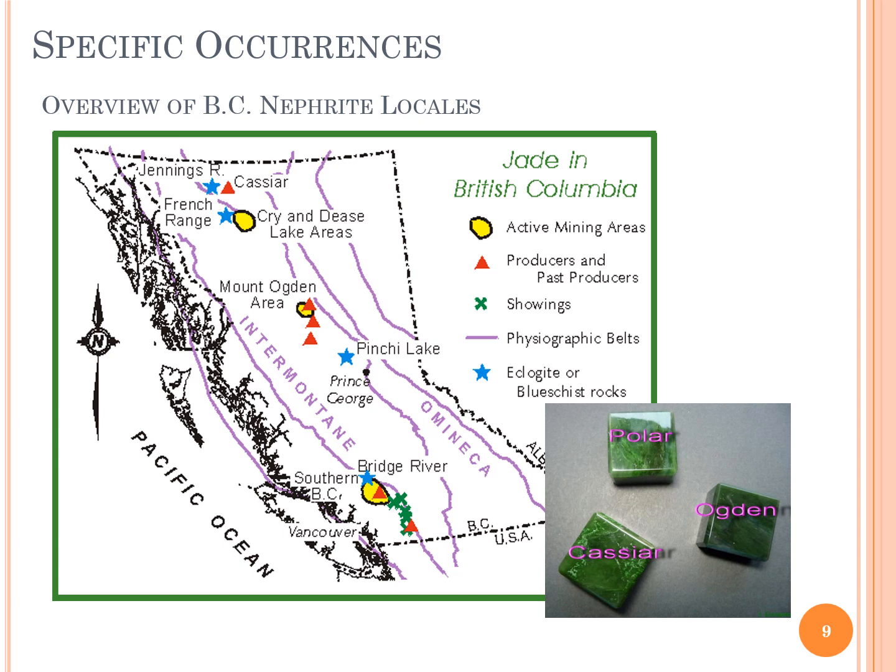Now, if we spend a little bit more time on the specific occurrences of BC nephrite, here we have a map of British Columbia with the 3 major areas we talked about: the Cry and Dease Lakes areas, the Mount Ogden area, and then finally the Bridge River area in southern BC, where past and present producers are occurring. And you can see that they line up, as we discussed, in this north-south pattern, which we'll talk about why in a few minutes. And here's a picture of some samples of jade from each of the 3 areas. By the way, once again, here is our formation or tie to this blue schist rock, which we'll talk a little bit more about in a minute.